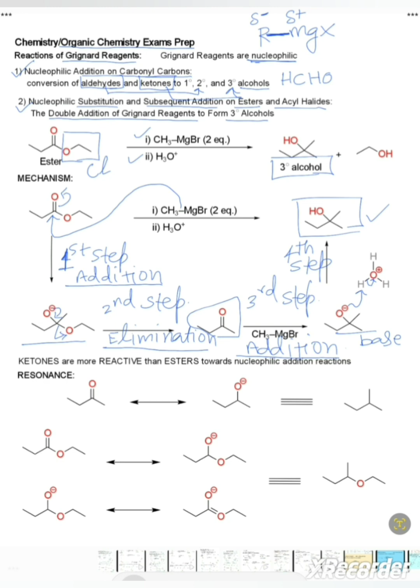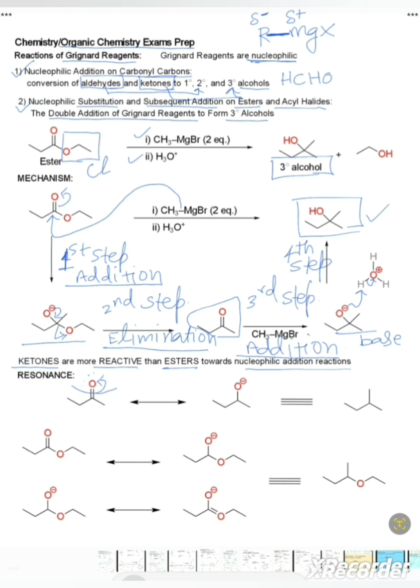So now this addition of Grignard reagent takes place twice. The reason for that is that the ketones are even more reactive than the esters towards nucleophilic addition reactions, of course. So we can see the resonance structures here. If you have a ketone, we can show the resonance like that, because oxygen is more electronegative than the carbon. So this pi bond is more towards the oxygen.